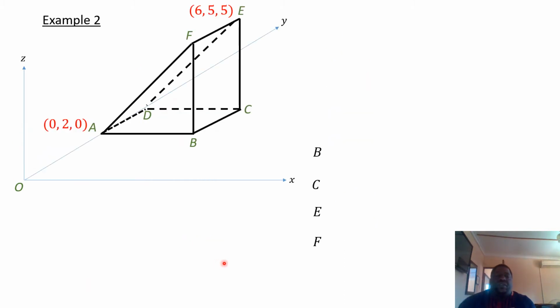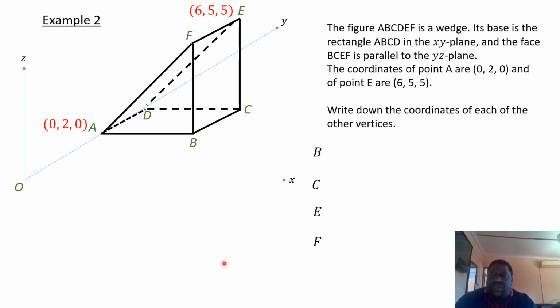All right, here we have a totally different one. Here we also have to find the coordinates. Maybe it's a wedge, and it says its base is the rectangle ABCD in the XY plane, as you can see under there. It says the face BCEF, this one here, is parallel to the XY plane. And then the coordinates of A are given as 0, 2, 0. The coordinates of E up there are given as 6, 5, 5.